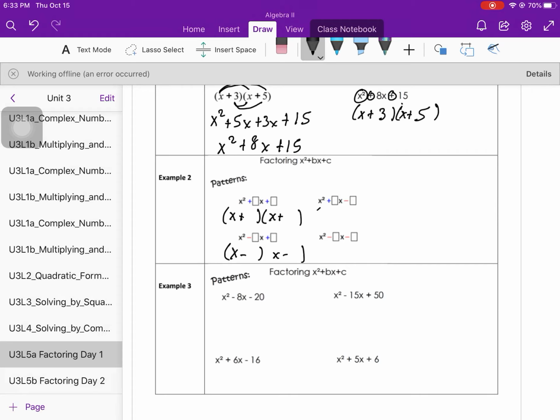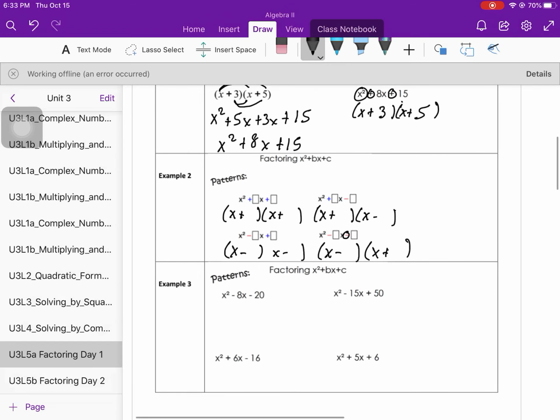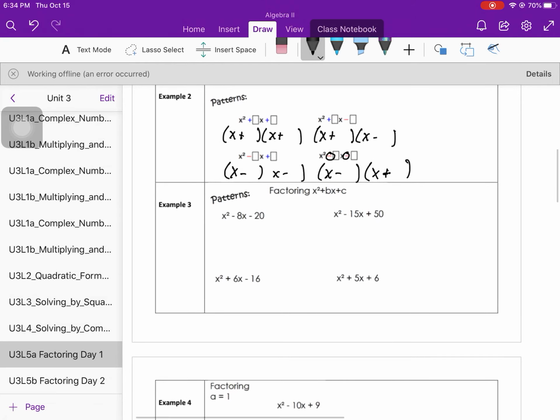Okay, now on the right side, this is where we have x plus and x minus, because signs are different, but the bigger number is the positive part. So whatever that number is, it just has to be the bigger number. And then down here, this is, again, where signs are different because we have a minus sign here. So we're going to have one x plus and one x minus. I'm just going to put the x minus first this time to make it seem like it's different. And this is where the bigger number has to be the negative. All right, so let's practice some of these.